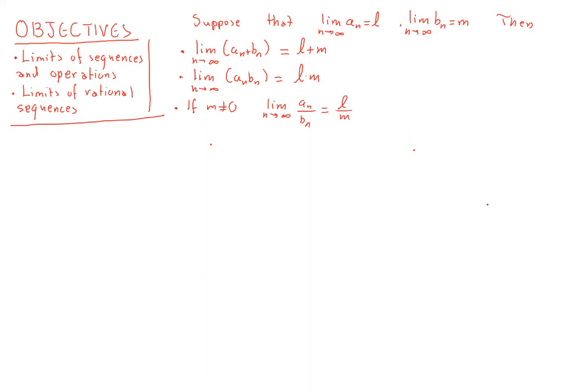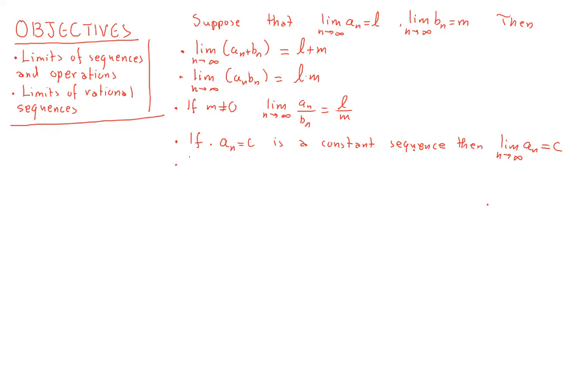Now we should give some limits of some very simple sequences. So if a_n equals c is a constant sequence, so it just keeps taking the value c, then its limit is actually that constant value c.